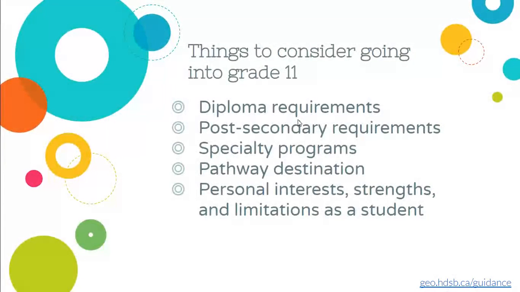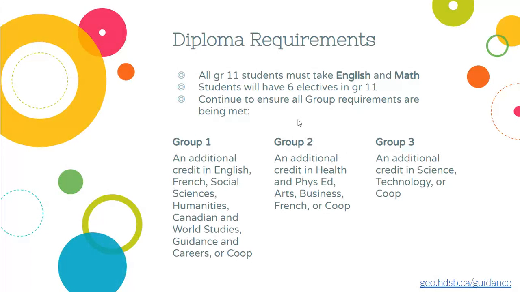Today, what we're going to be doing is considering a number of different things, including diploma requirements, post-secondary requirements, some specialty programs that we offer at Georgetown, and the new pathway destination vocabulary for course types, and then also things you need to think about like personal interest, your own strengths, and your limitations as a student going into grade 11.